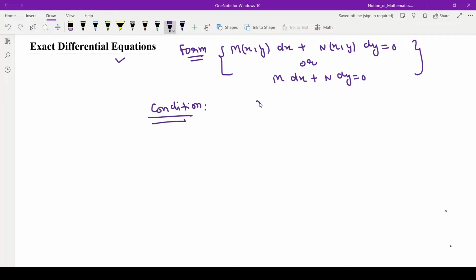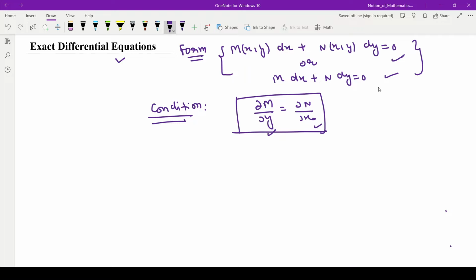What is the condition? Partial M by partial y is equal to partial N by partial x. If for such an equation the partial derivative of capital M with respect to y is equal to the partial derivative of capital N with respect to x, then we will say that this equation is an exact differential equation. And if any equation is an exact differential equation, then for that particular equation there is a predefined solution.